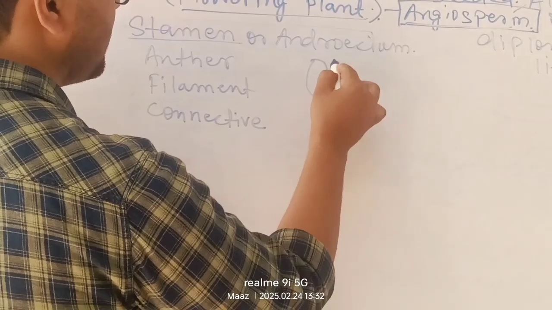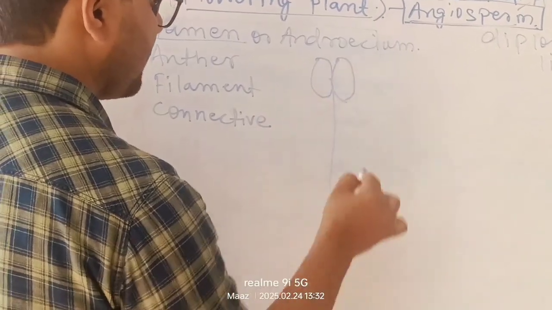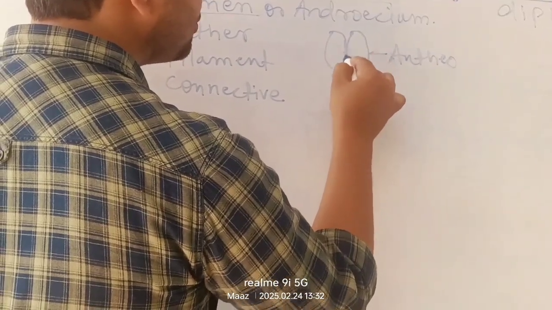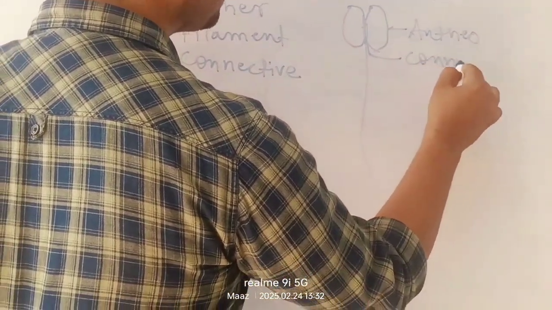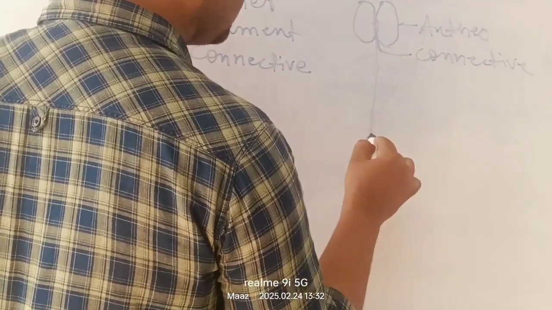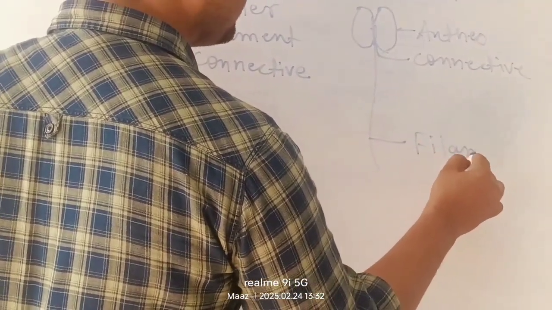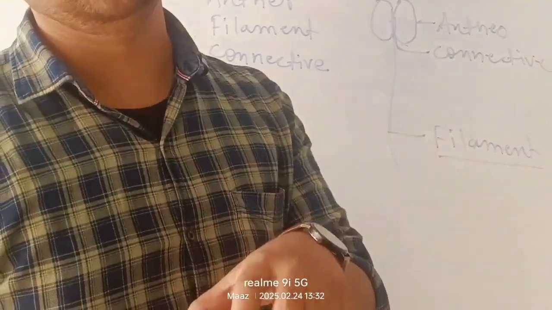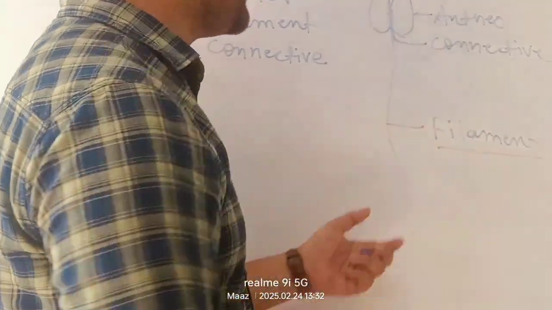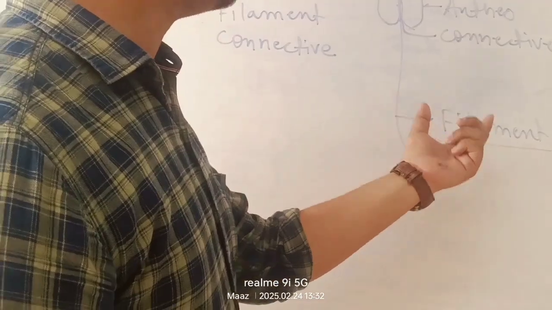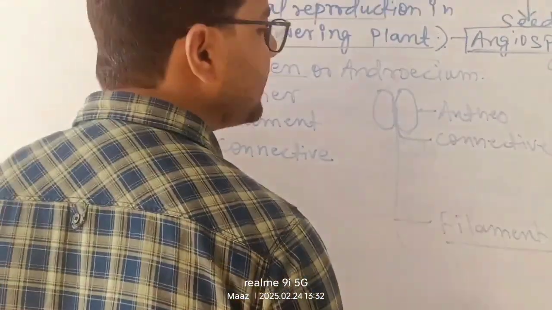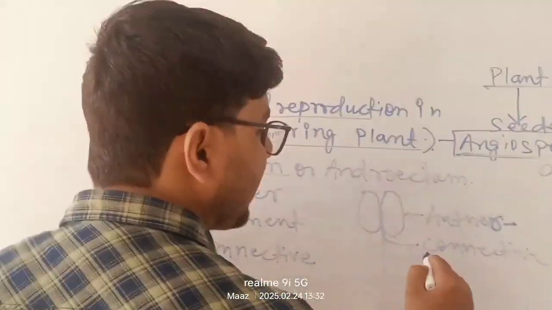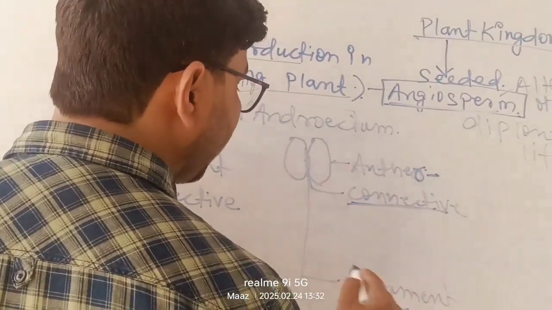The structure is, it is anther. This thing that joins the two anther lobes, that is connective. And the long stalk-like structure is called filament. The filament helps the anther to attach to the receptacle of the flower. Receptacle means the base of the flower. The filament helps to attach the stamen to the base of the flower. Now the anther is fertile, connective is sterile, and filament helps in attachment.